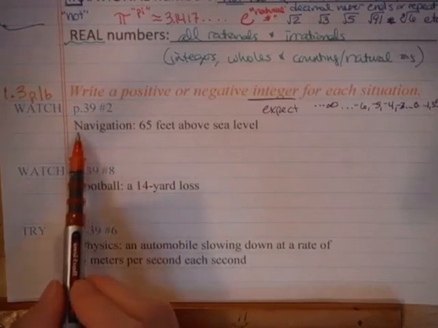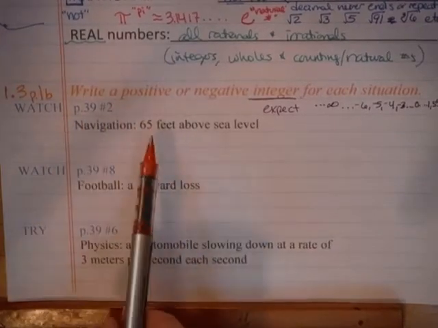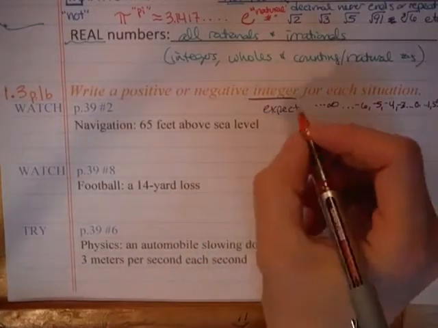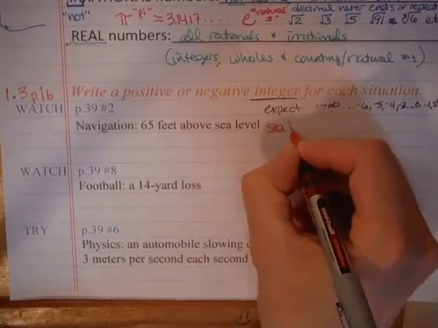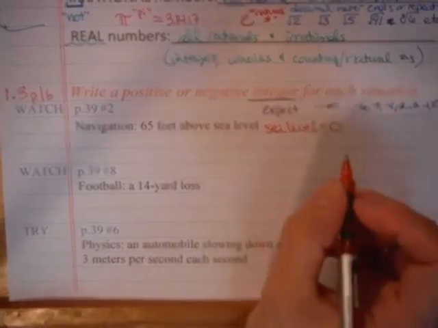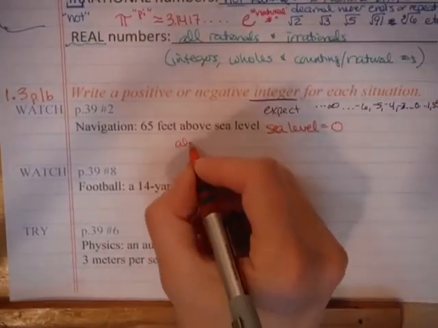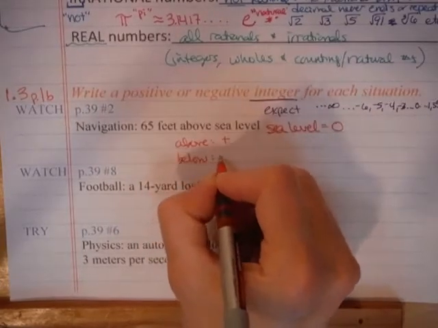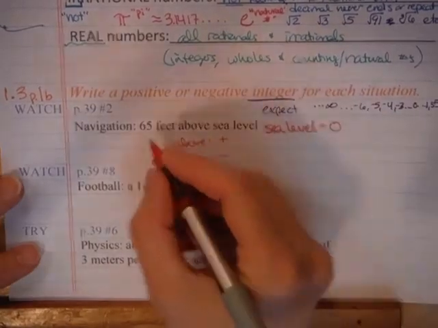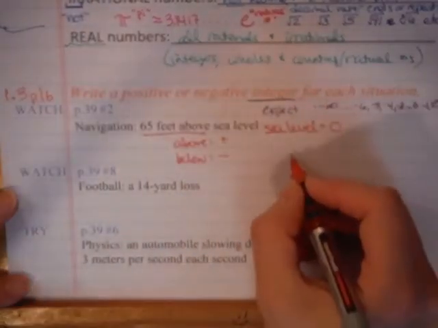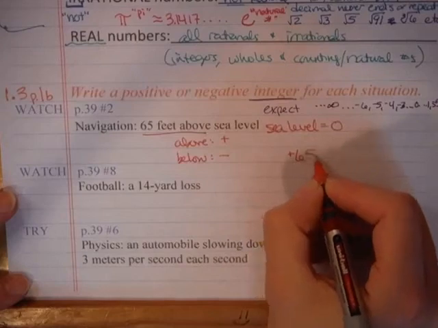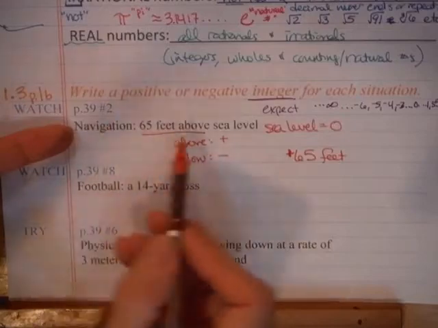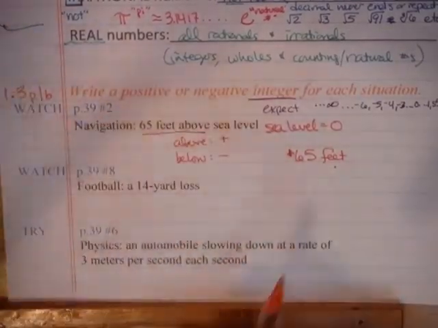Number 2 says, as in navigation, how would you give an integer that represents 65 feet above sea level? So you bring the knowledge to the problem that sea level is at 0, and then they talk about above sea level, and that's referred to in positive terms, and below sea level is referred to in negative terms. And so 65 feet above sea level, we would use the integer plus 65 or positive 65, and we'll label it because we're in the midst of a story or a situation, so we want to maintain that story.